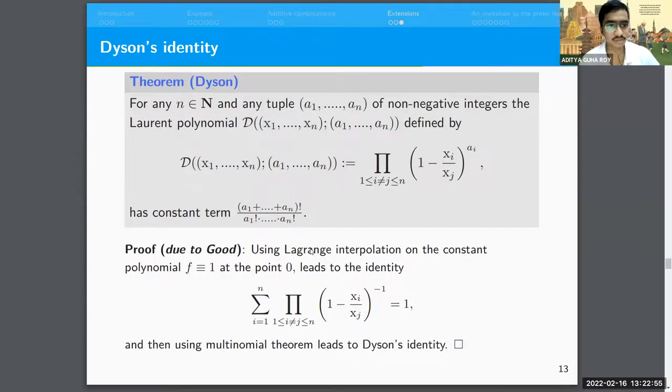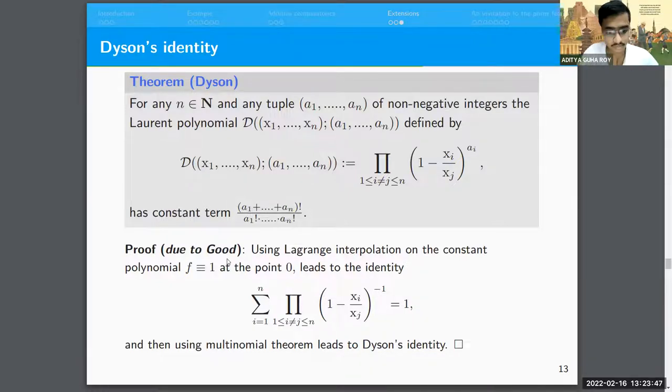All right, so now there's one result you'll need, which goes by the name Dyson's identity. This was actually proposed by Freeman Dyson, in the context of statistical physics. He hypothesized this result, but he didn't prove it. A slightly complicated proof was given, and left unpublished, by someone during that time, which Dyson later cited also. But the proof that's nowadays considered a very nice and interesting one was given by the mathematician Good, and it was based on a simple application of Lagrange interpolation.